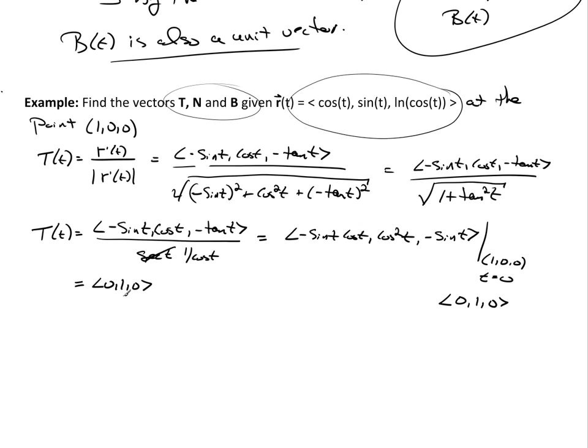Now I need to go after the principal unit normal vector, n of t, which is going to be t prime of t over the magnitude of t prime of t.